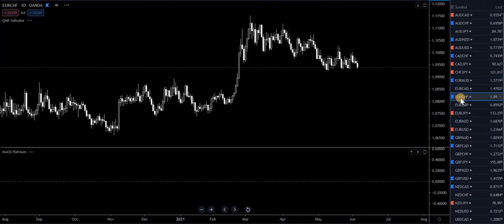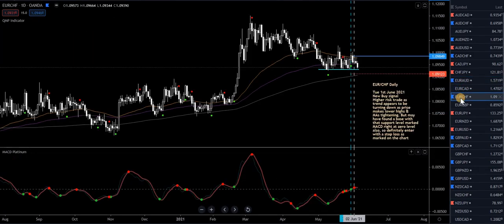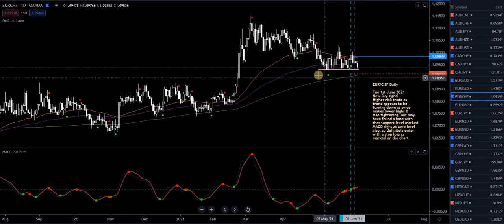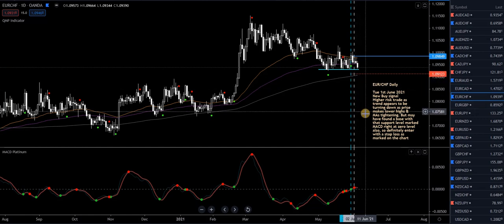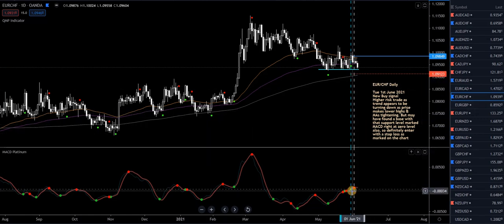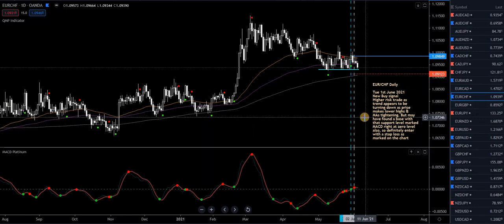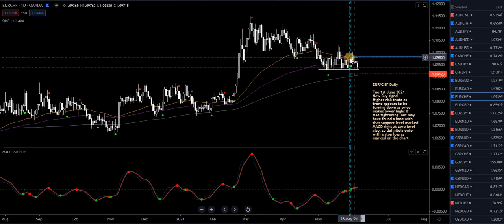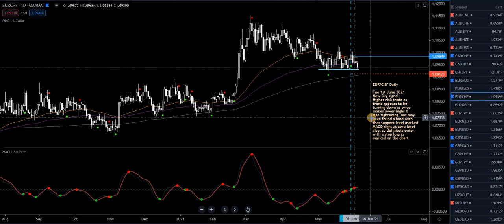Where are Euro Swiss? This is the buy trade in here. Nice little support level there. You can read all my notes. There's a few concerns. MAs are tightening. Looks like the trend's heading down.